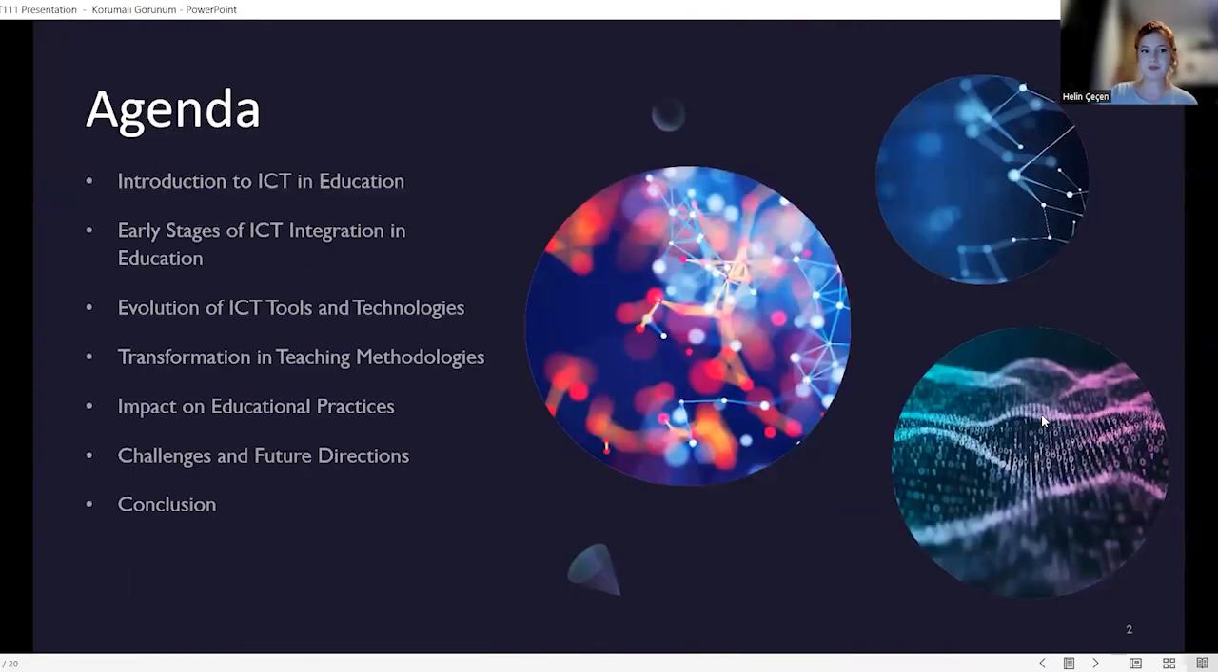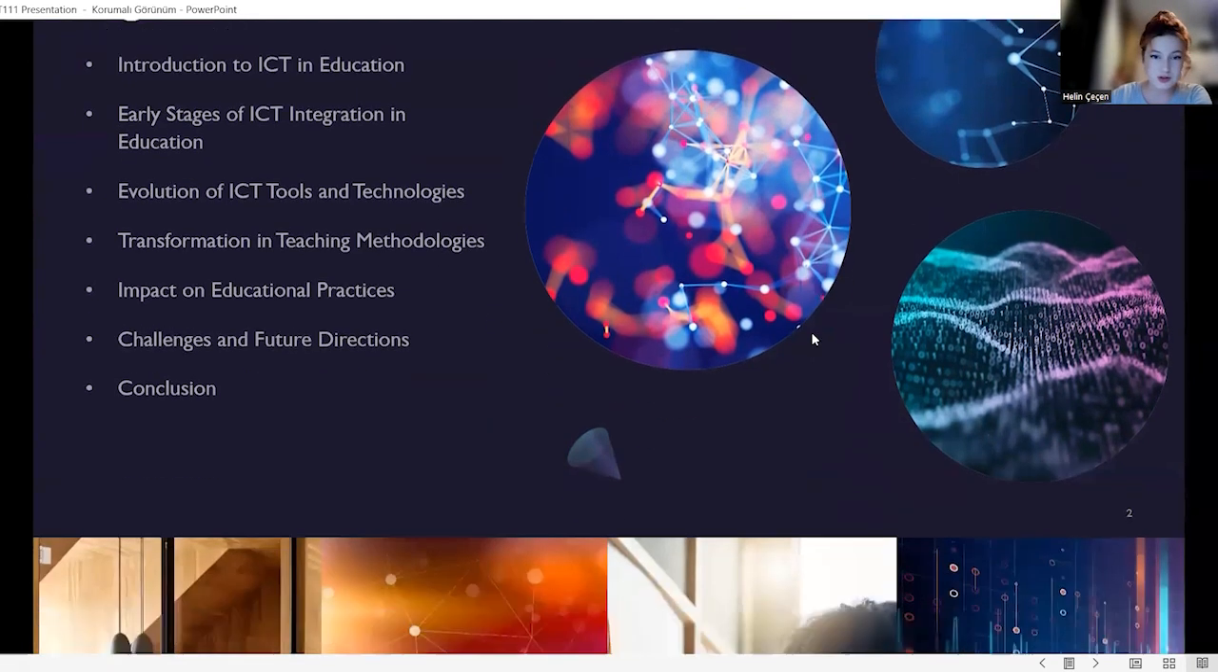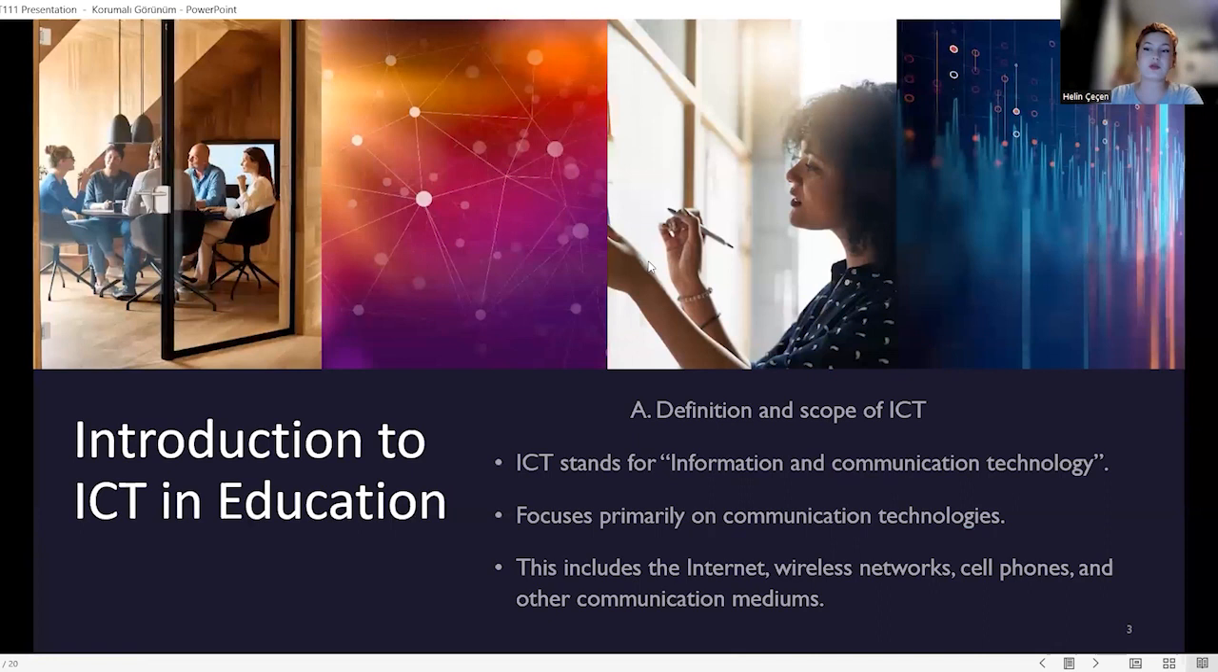Let's look at the agenda. Introduction to ICT in education, early stages of ICT integration in education, evolution of ICT tools and technologies, transformation in teaching methodologies, impact on educational practice, challenges and future directions, and lastly conclusions. Let's look at the introduction to ICT in education.